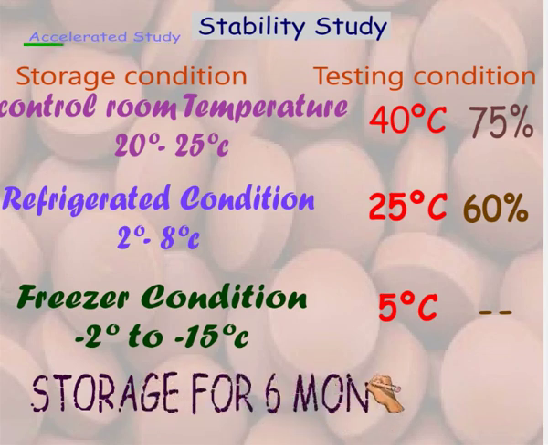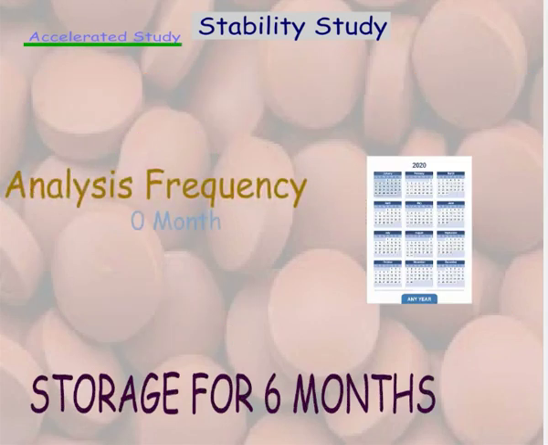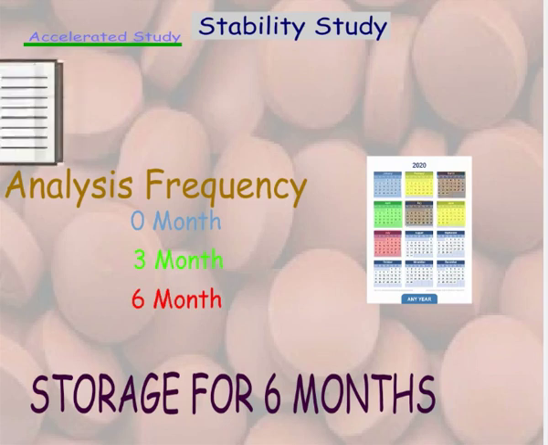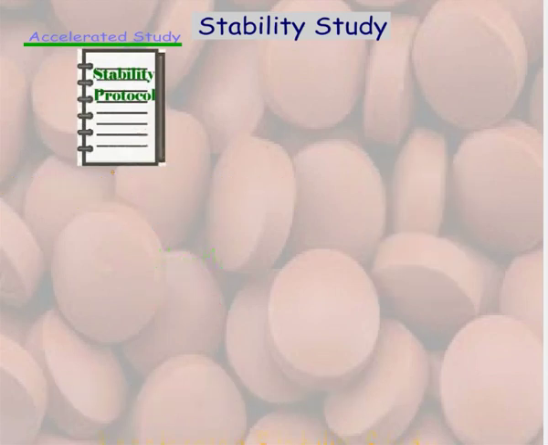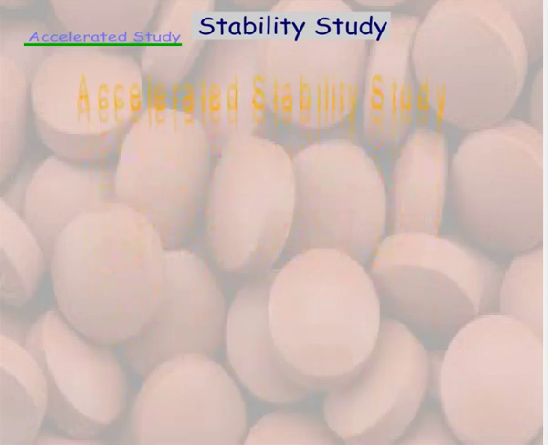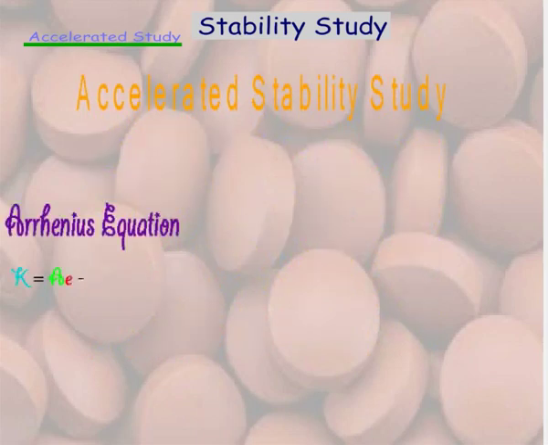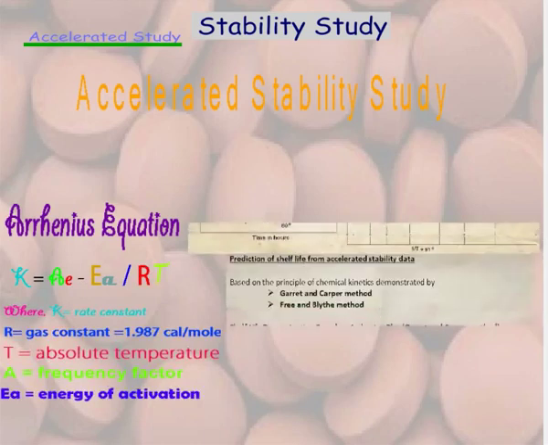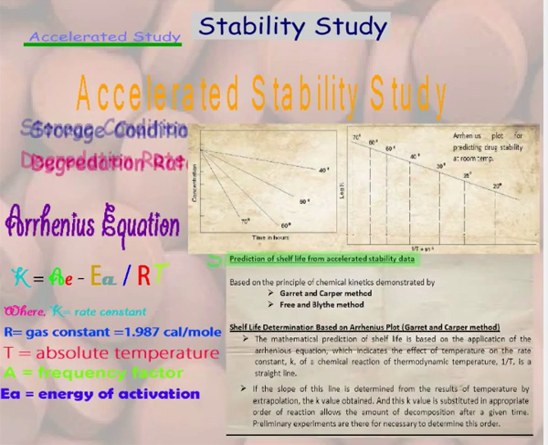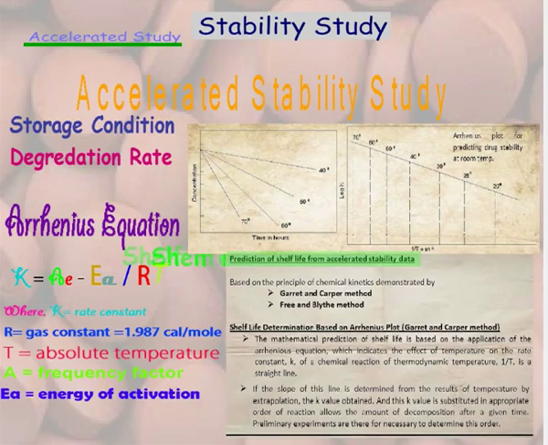And analysis frequency is minimum 0 month, 3 month and 6 month. If you want to increase your testing schedule, it should be mentioned in your stability protocol. Okay, I forgot to say that this type of stability study is called accelerated stability study. This study is based on the Arrhenius equation, or you can say modified Arrhenius equation, which describes the relationship between the storage condition and the degradation rate of the product for prediction of shelf life.